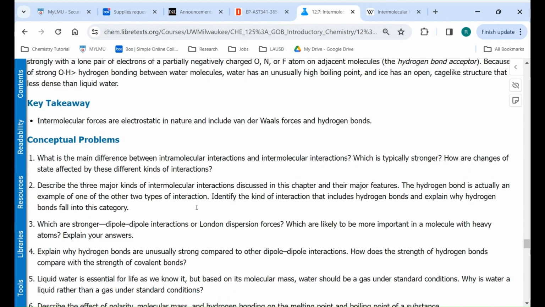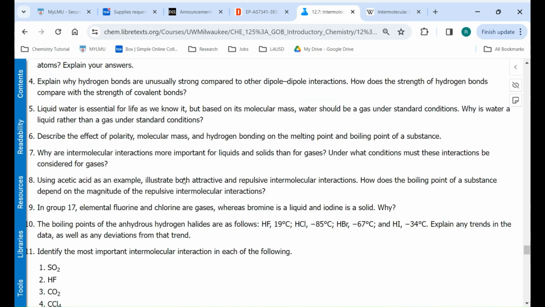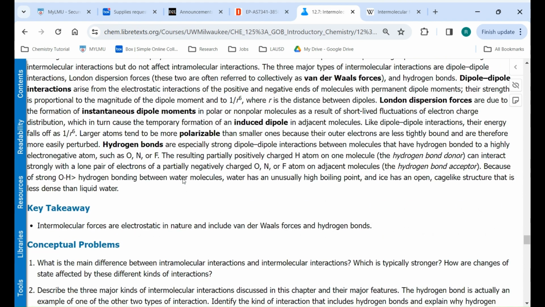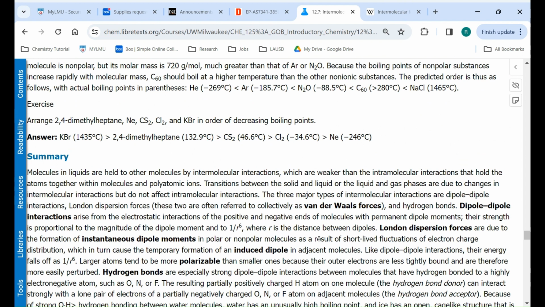So scroll through it and look at the end. There are some example problems here you can think about and some answers for you. But let me know if you want more detail or not.